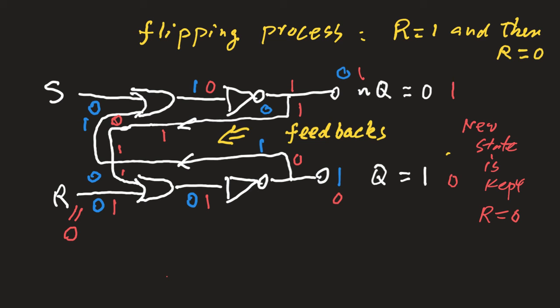If you look at the red ones, the new state is still a stable state. In the stable state, set and reset are both zeros, but the state flipped. So in short, if you want to watch the process of flipping, set the reset to 1 and then press 0. Okay, so I hope that helps.